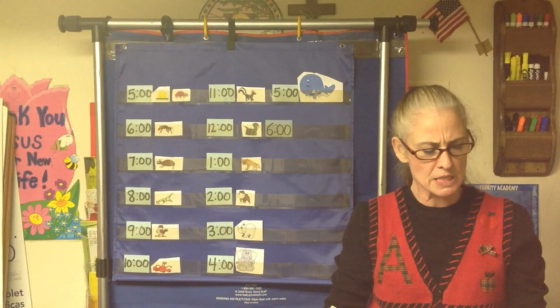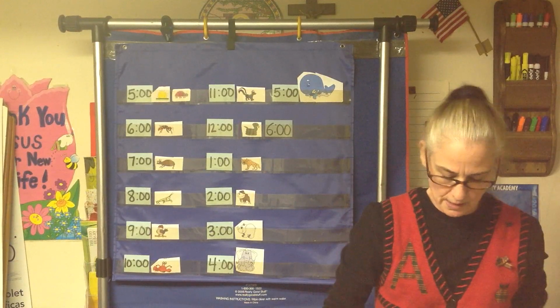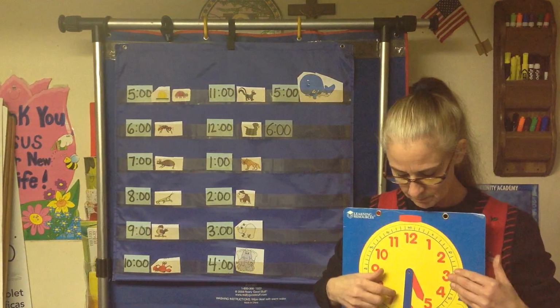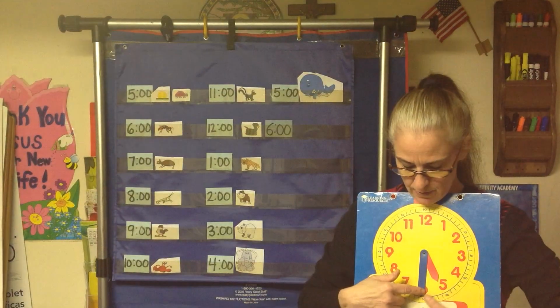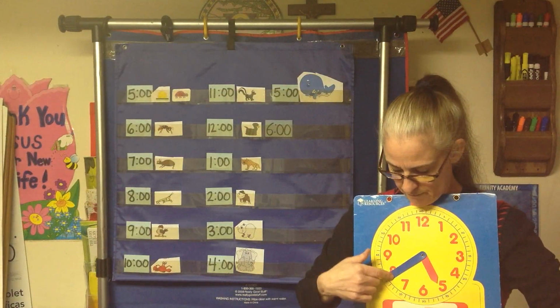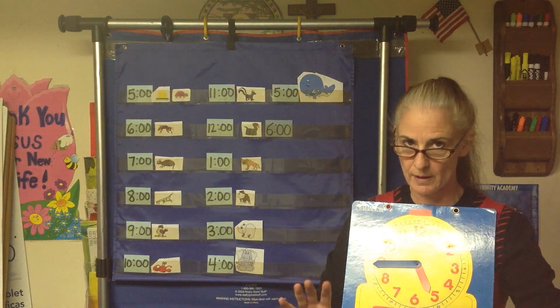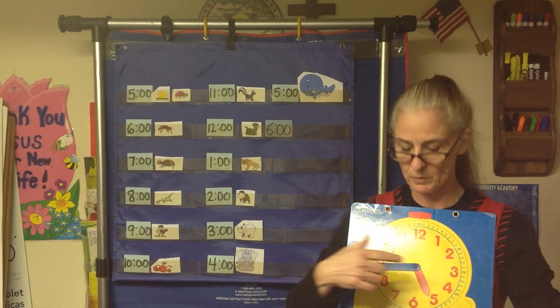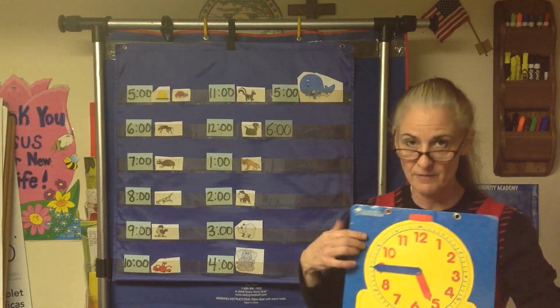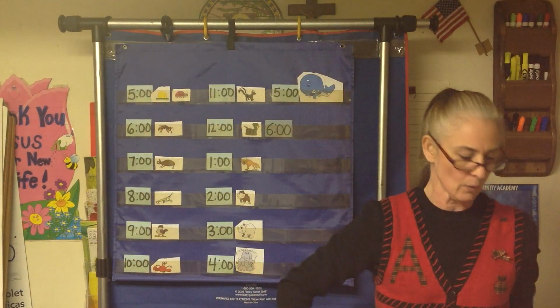At 5:45, I'll show you what 5:45 looks like. That is 5:30, 5:35, 5:40, 5:45. This is called 5:45. You don't have to know that for kindergarten, but I'm going with the story. Okay, so it's 5:45. Let's see where he is now on the whale.